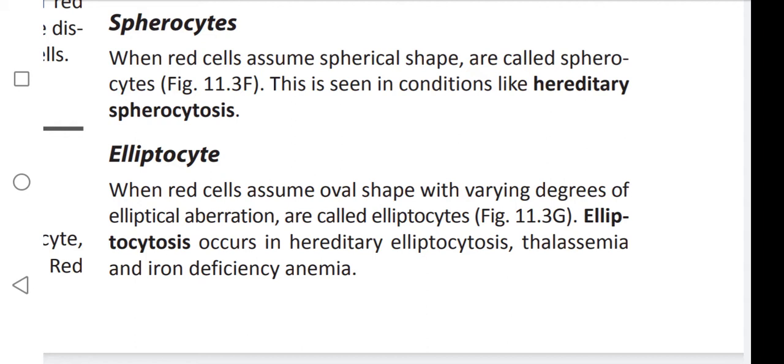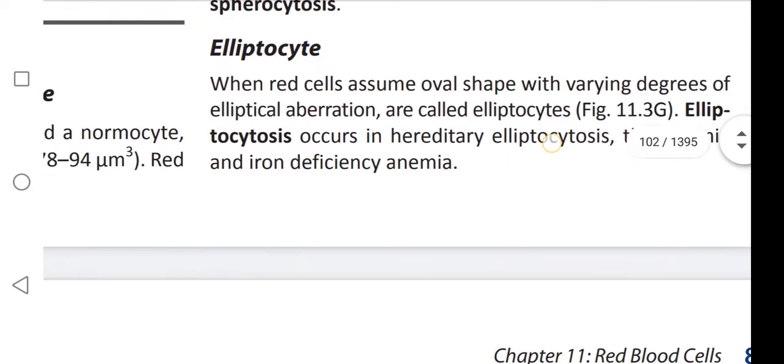Elliptocyte. When red cells assume oval shape with varying degrees of elliptical aberration, they are called elliptocytes. Elliptocytosis occurs in hereditary elliptocytosis, thalassemia and iron deficiency anemia.